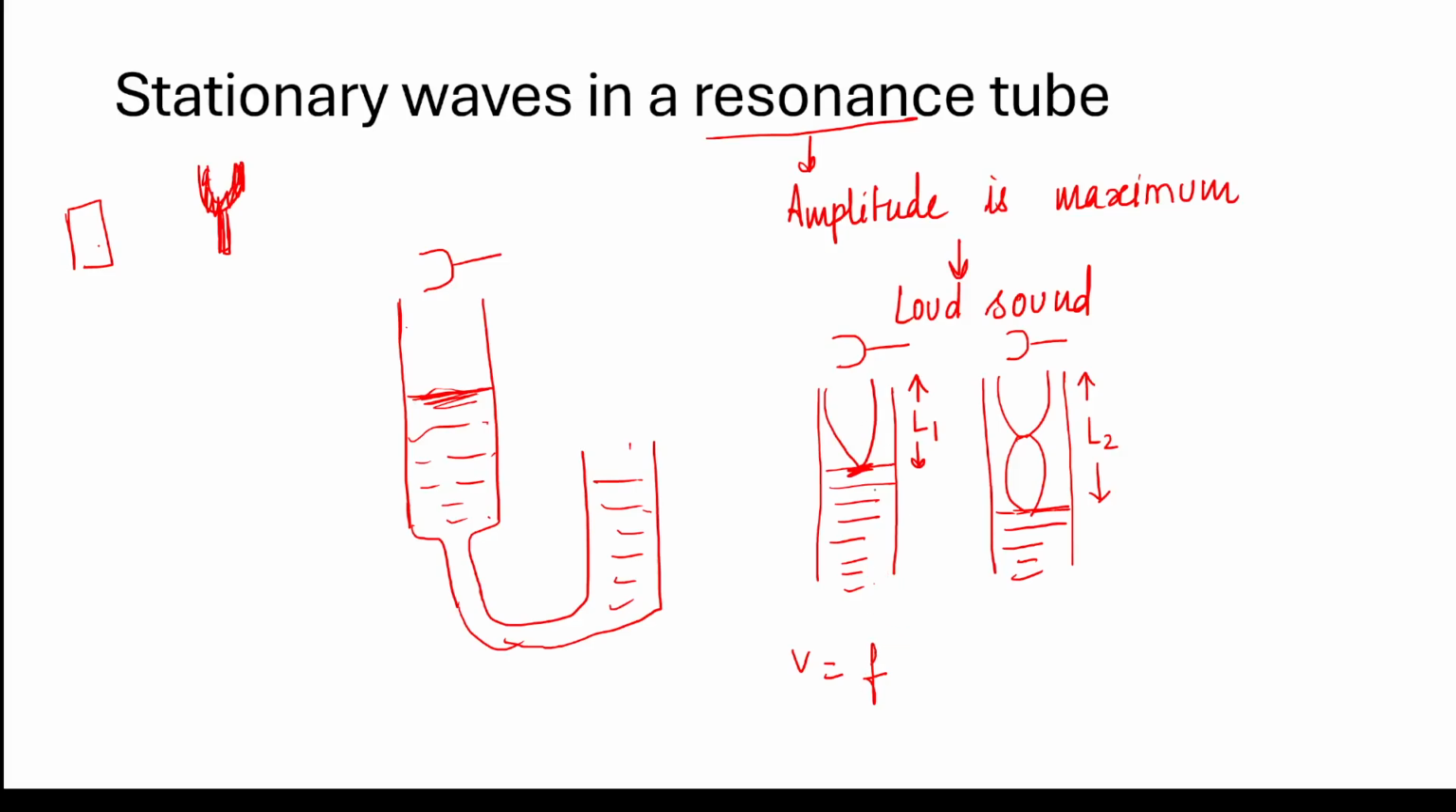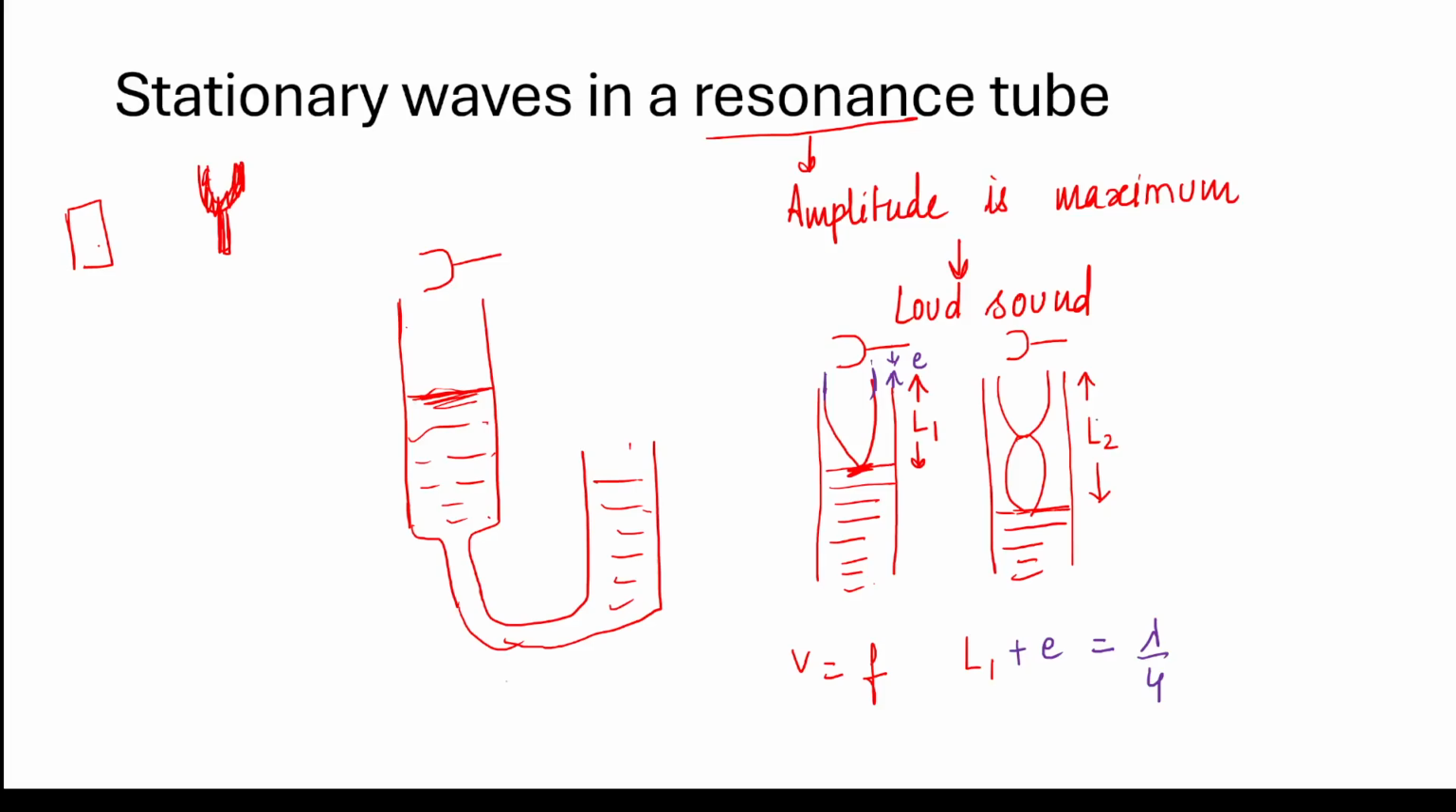Now from this L1, because this antinode will not be formed exactly at the end, it is formed a little higher. This small purple part, which I'm labeling as E, is the end correction. So L1 plus E will be lambda over 4. Now you don't know lambda, you don't know E.